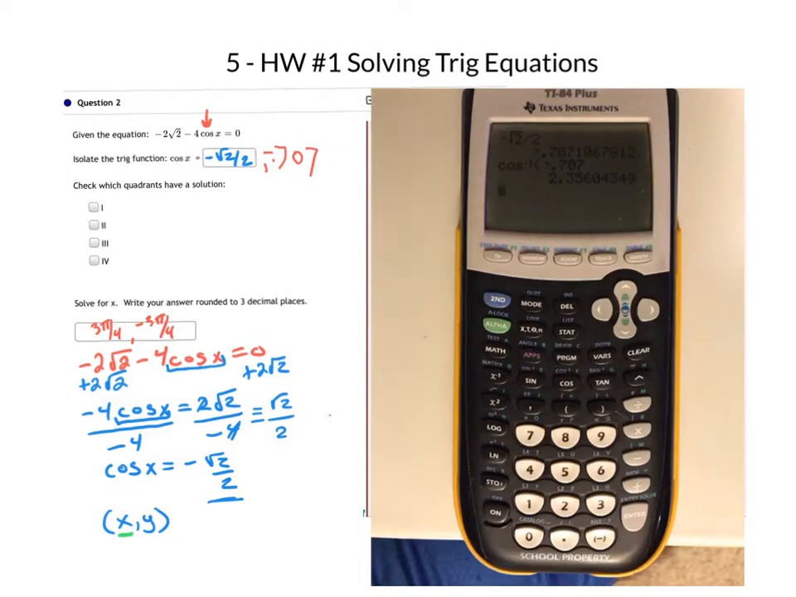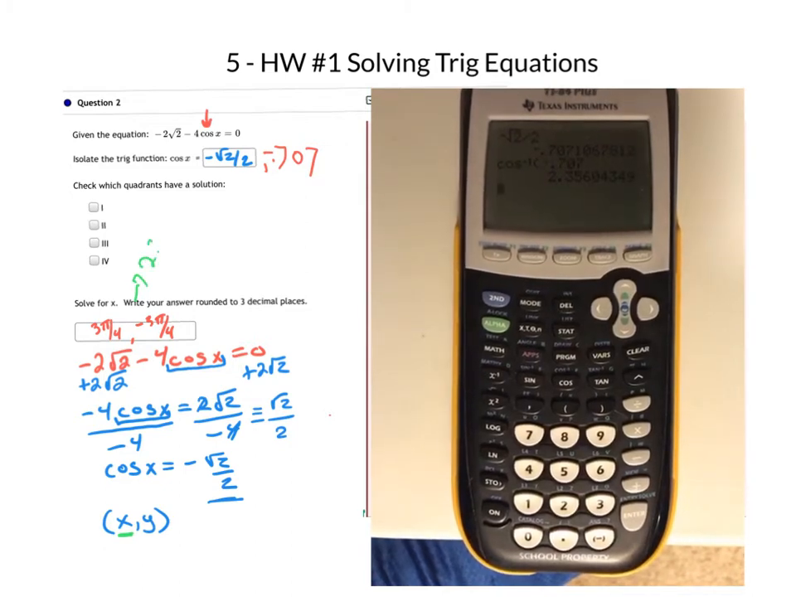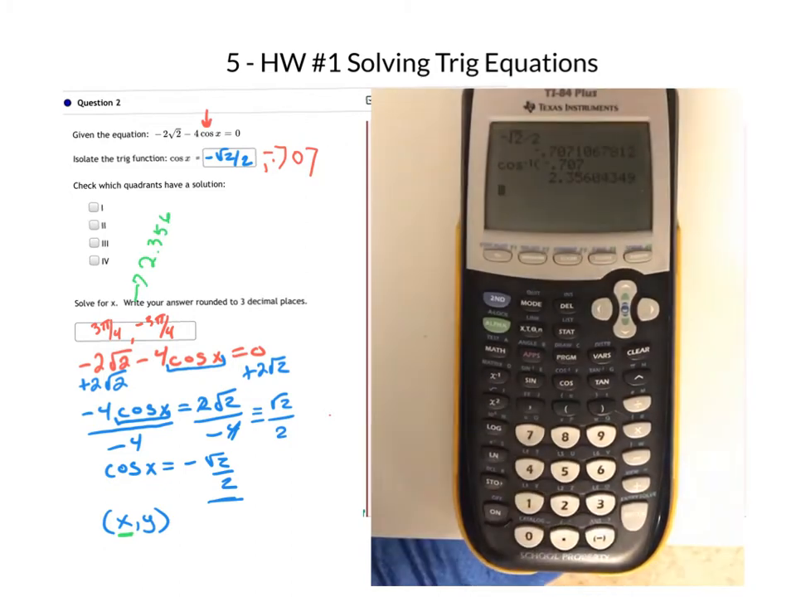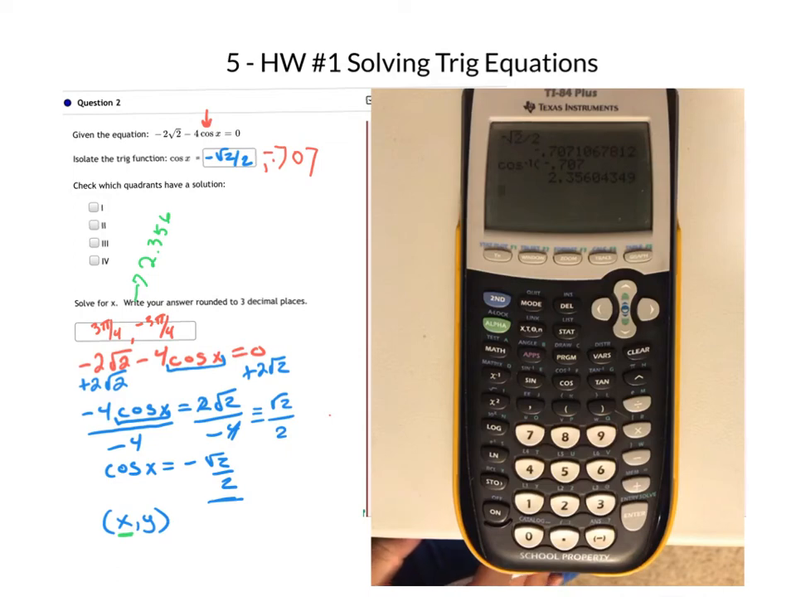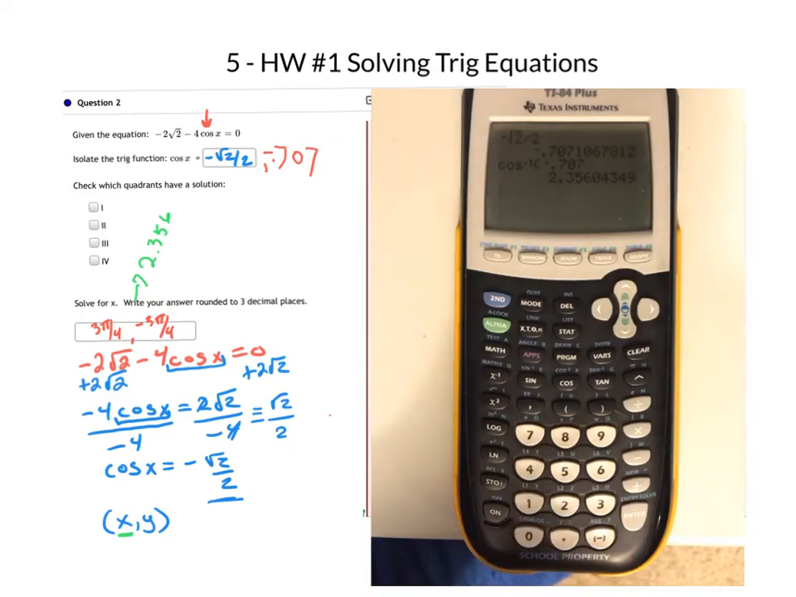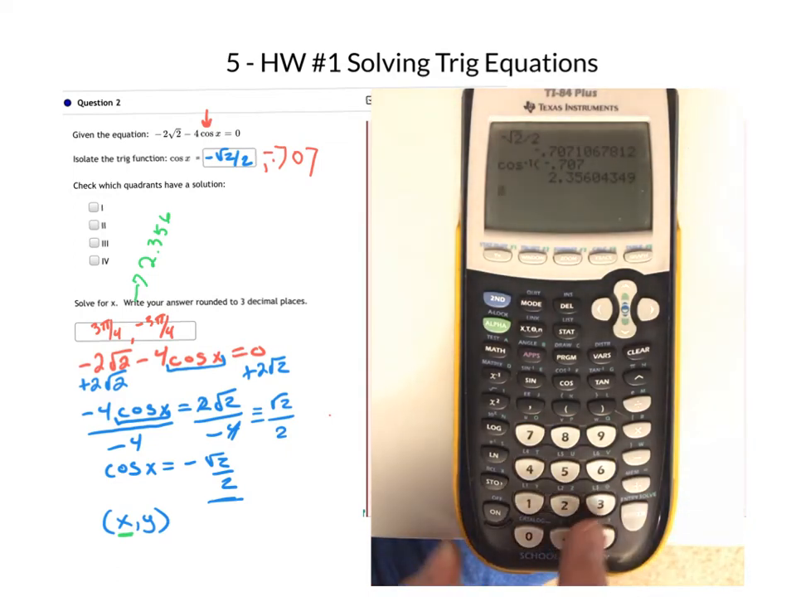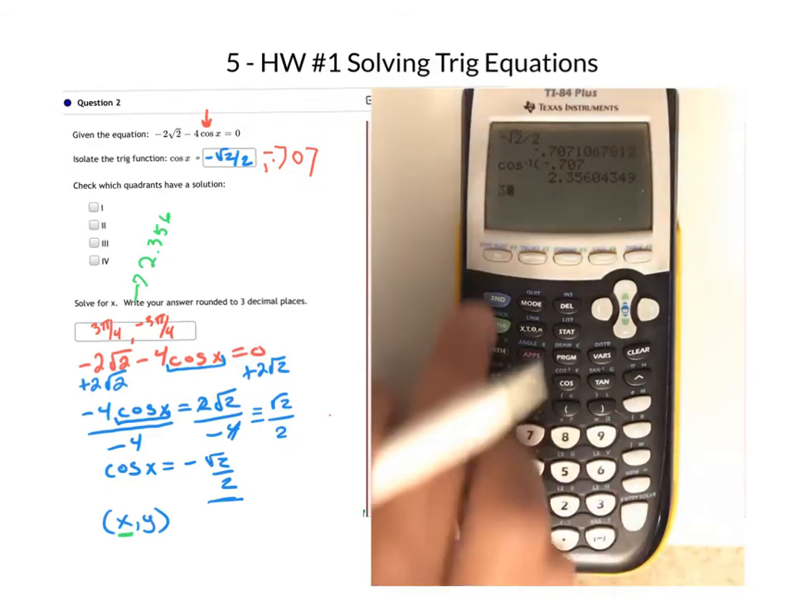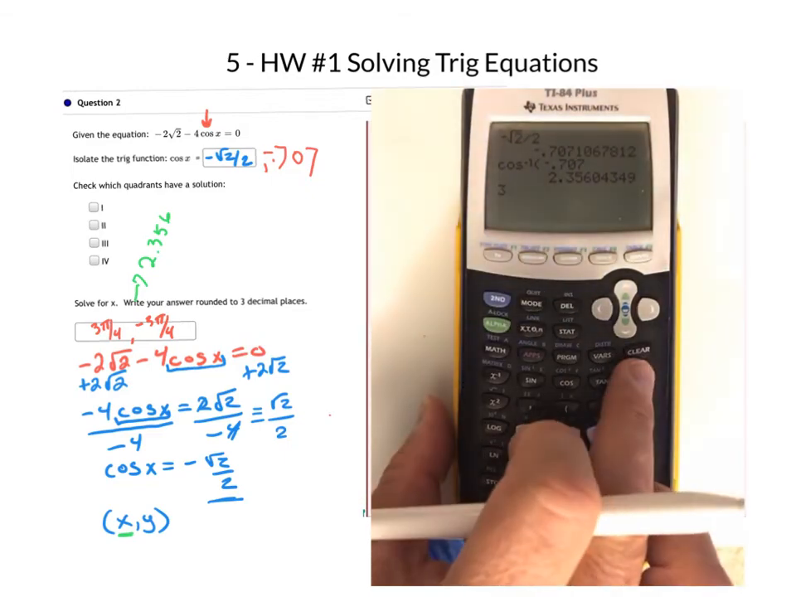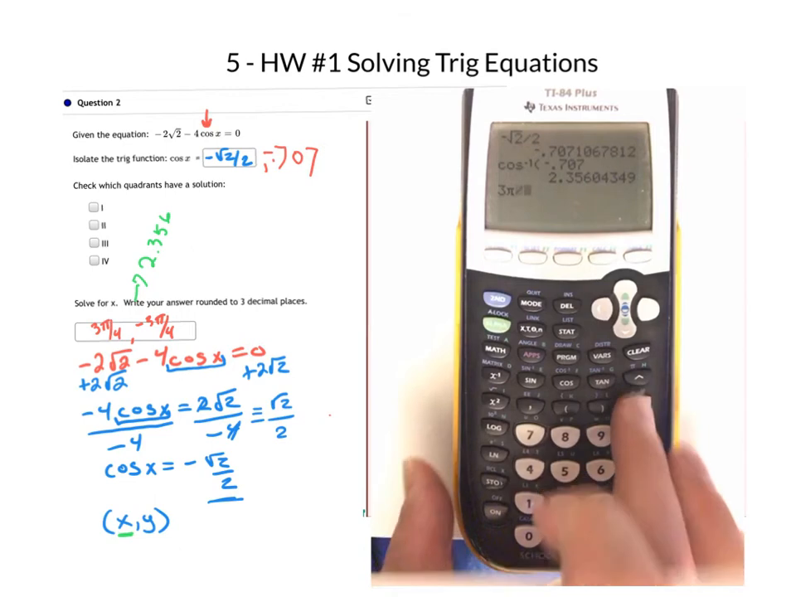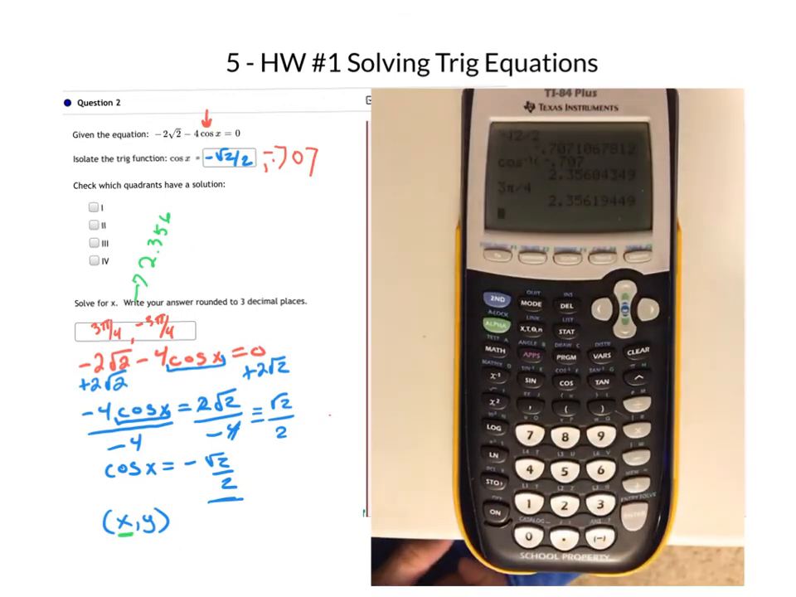So I'm just going to write it up here. The answer would be 2.356. Now, that is your measure in radians. If you did 3 pi over 4, you would get that same number. So let me just show you by multiplying 3 times pi and divided by 4, we get the same number.